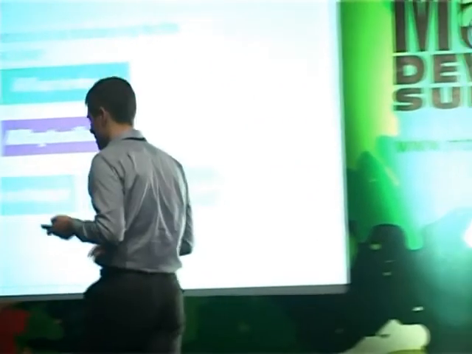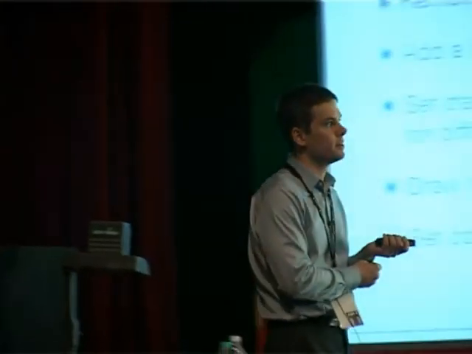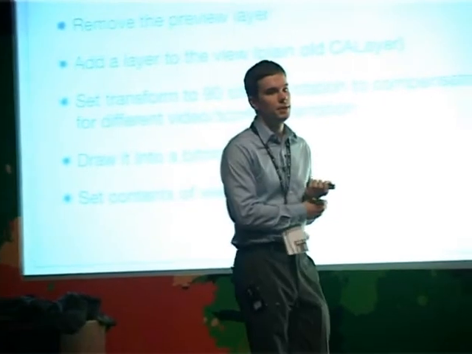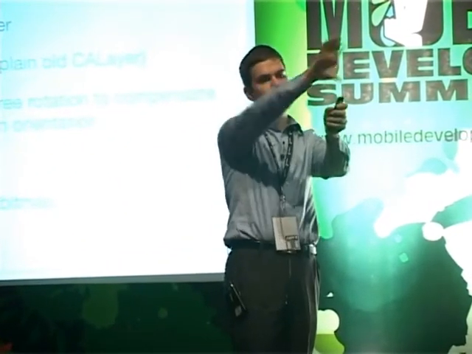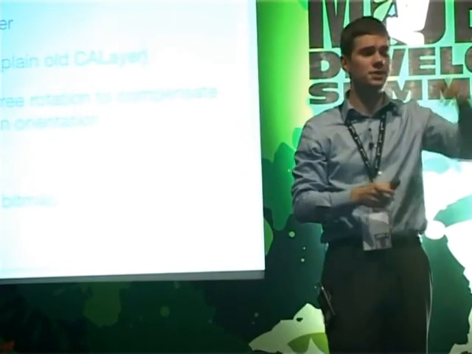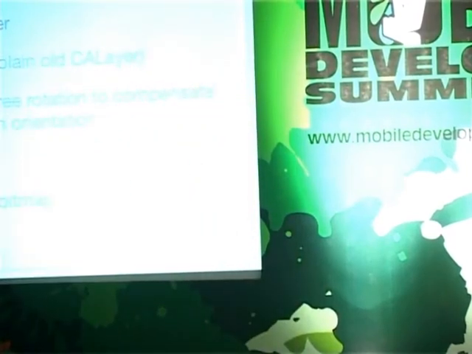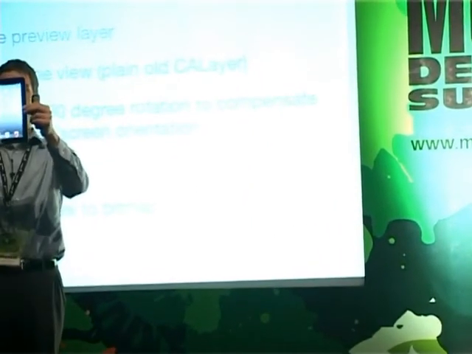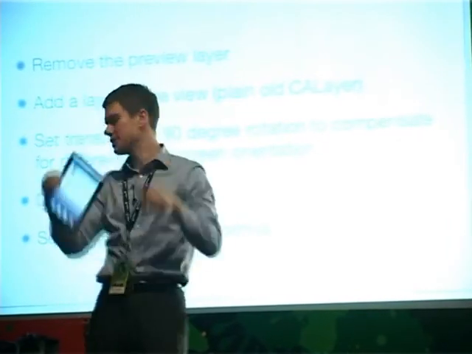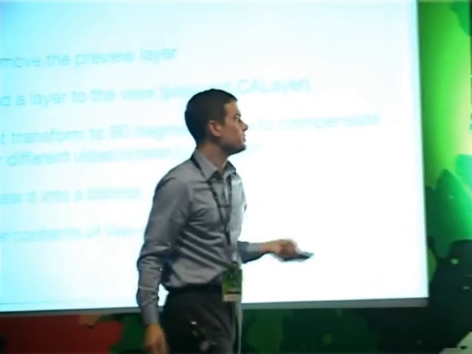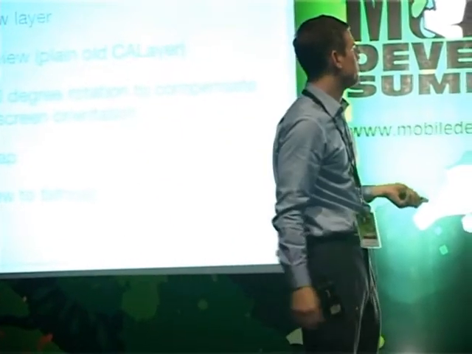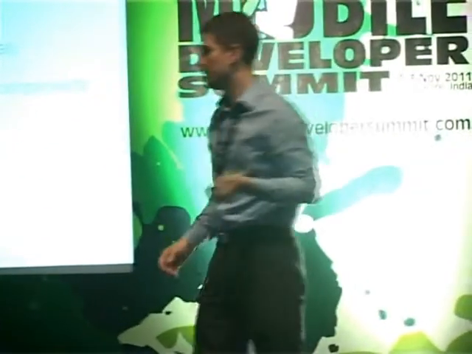So in order to get those onto the screen, the simplest, well, not necessarily the best, but the simplest way to do that is to just remove the preview layer and add another layer to this view, like a plain old CALayer. We set the transform because essentially the camera's orientation relative to the screen is rotated 90 degrees. So the upper left of the video camera, when I'm holding the device like this, is actually over here. So we just have to rotate that. And then we draw it into a bitmap, and then we can set the contents of the layer, I should have said, not the view, to that bitmap. And I'll show you how to do that.